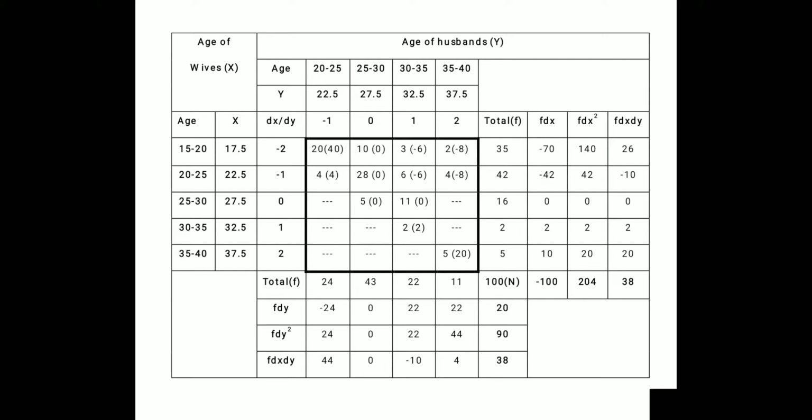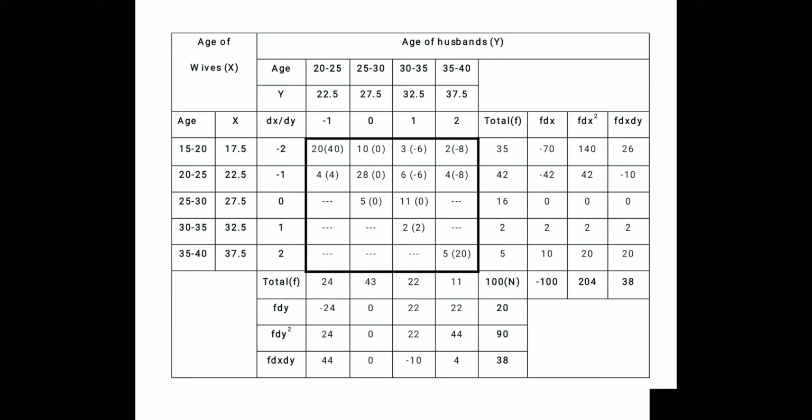In the same way, we have to calculate the other values of x also, that is 22.5 minus 27.5, that is minus 5, right. Minus 5 divided by the class interval gap is again 5, right. So minus 5 divided by 5, that will give us minus 1. So the values have to be calculated in this way. So we will obtain dx and dy by following this particular step.